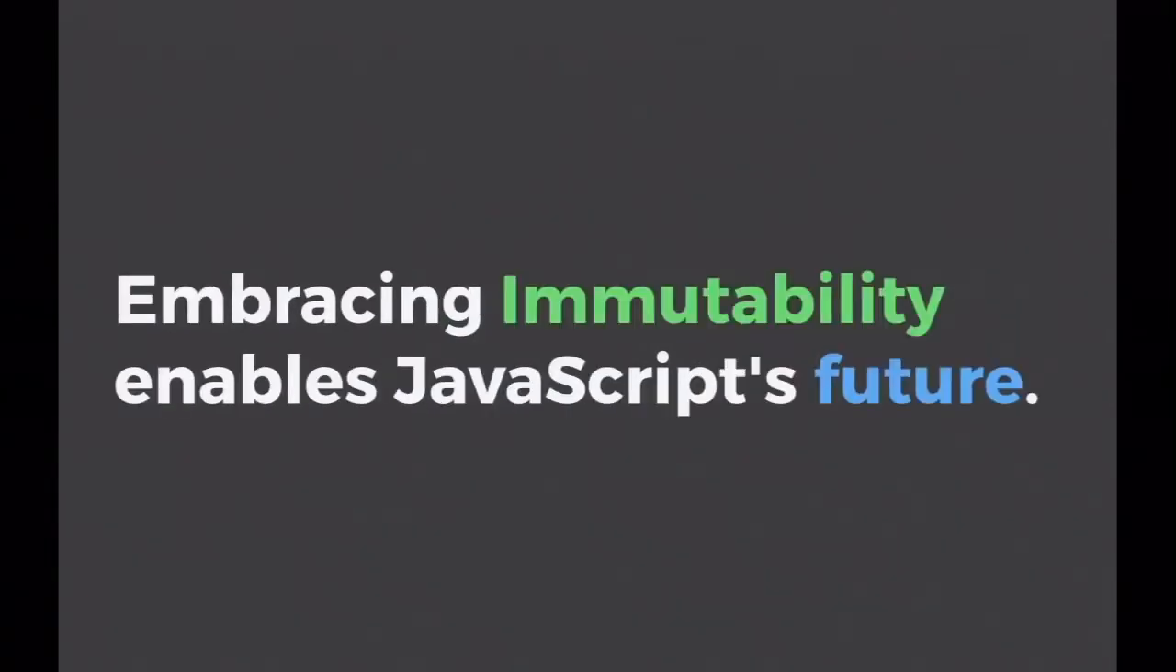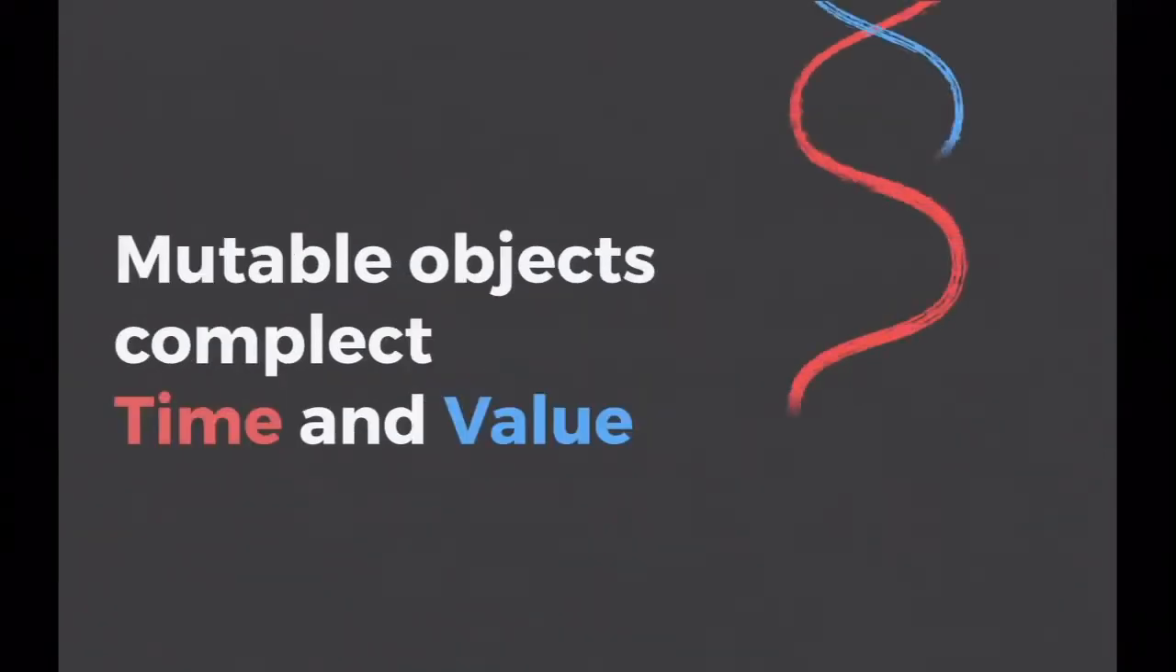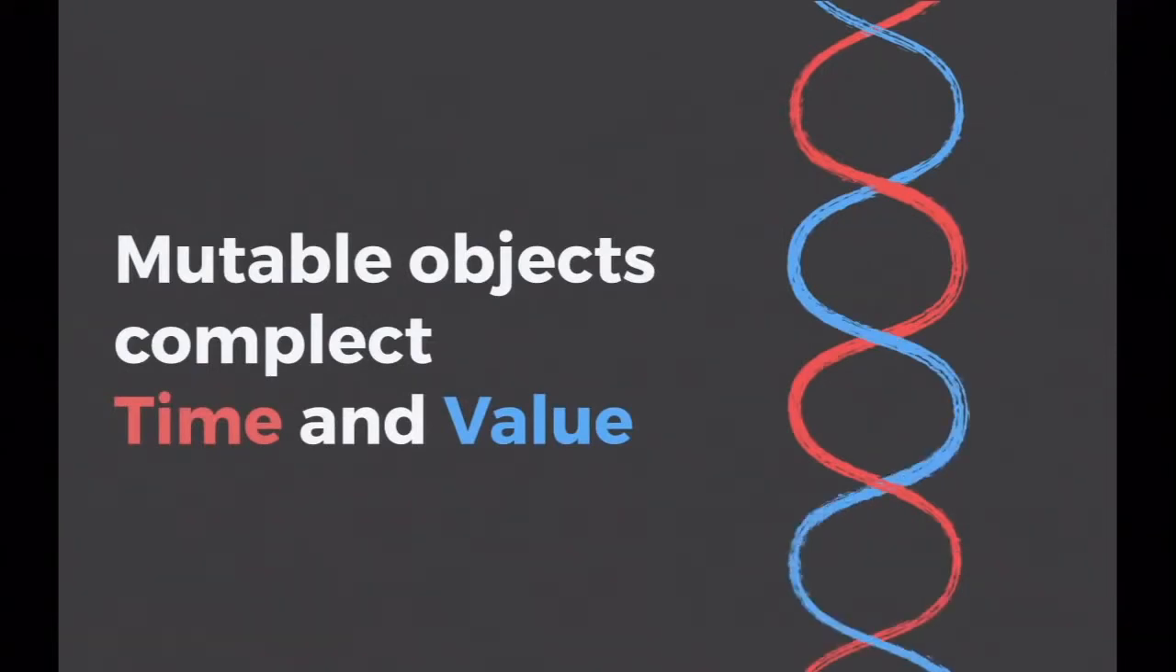So if we embrace immutability, we might enable JavaScript's future. In a multi-threaded world, I think this is really important. Immutable.js does not solve this problem. We need to bake it deep into the language and the runtimes. But, OK, this still solves some of the problems that we have today. And I'm just going to scratch the surface. The first one I talk about is time and value and decomplecting them.